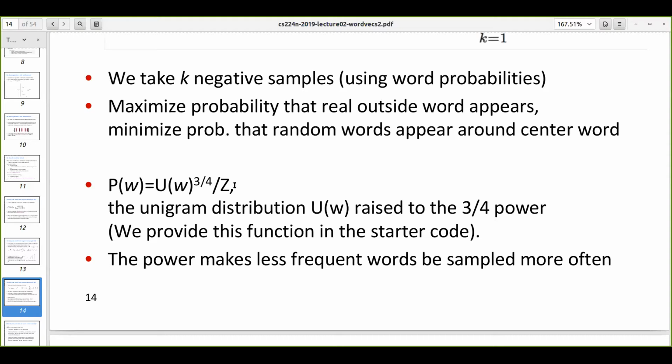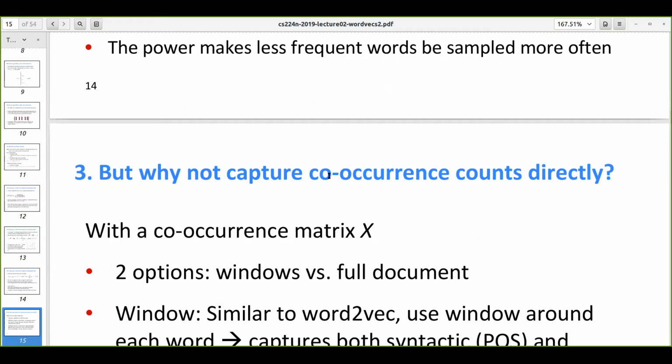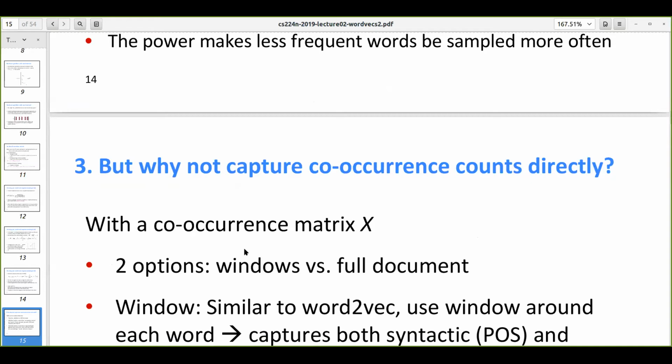Towards the second half of the lecture, Christopher Manning has also talked about some of the previous methods, like the co-occurrence matrix. The co-occurrence matrix is kind of simple to understand, where you have a matrix X whose rows represent the vocabulary, and you just maintain a count of the number of times each word co-occurs with another word.